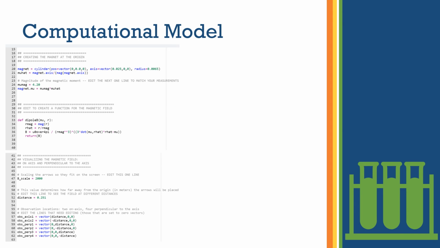Alright, so next I'll talk about my computational model. At the top half here, that's just the beginning of the code where I basically just completed that function they gave to us, which allowed us to calculate what a magnetic field would be due to a dipole at a certain location. The bottom half here is where we wrote out the 2 axes and 4 perpendicular locations that represented our observation locations for our on-axis and perpendicular locations.